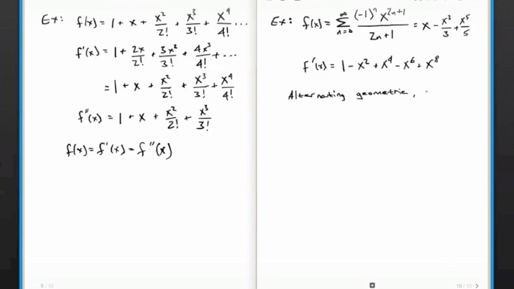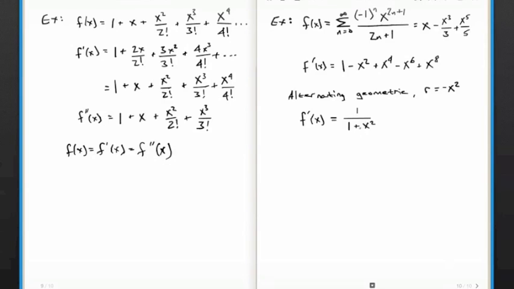And the r, the common ratio, is negative x squared. So really I can say that f prime of x equals 1 over 1 minus a negative x squared. So that's 1 plus x squared. The derivative is 1 over 1 plus x squared.